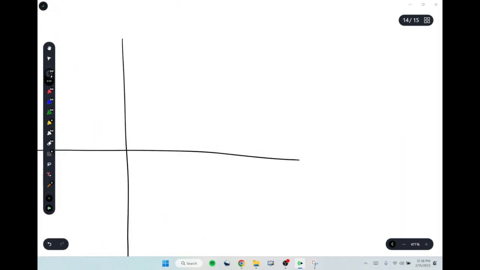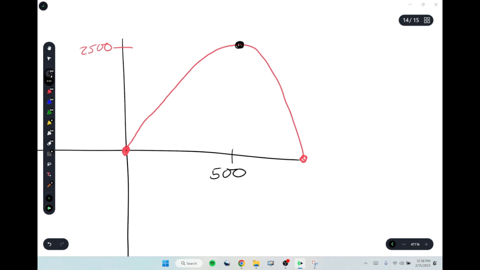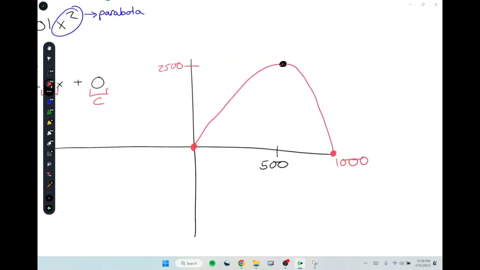So here we go. Here's our cannonball, right? They shoot it up. How high does it go? Where does it go 2,500 at? At the point 500. So how far do you think it goes? Just have to guess. I'm gonna go 1,000. Why 1,000? Because that looks like it's the middle. Is the vertex in the middle? No, it's 1,000.